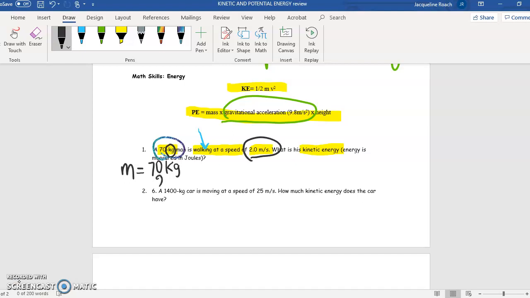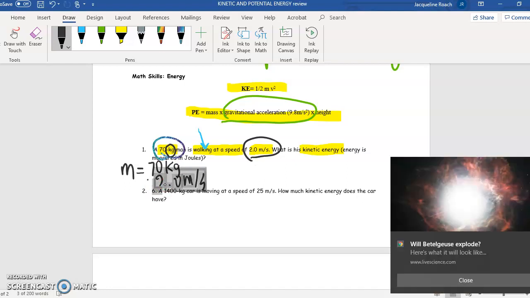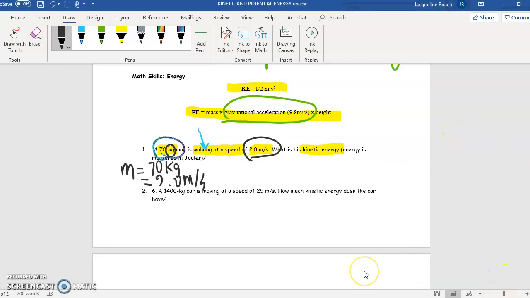2.0 meters per second. Well, I look at my unit, meters per second. And I know that that's velocity. Now it asked me for his kinetic energy, so that means I'm solving for kinetic energy.